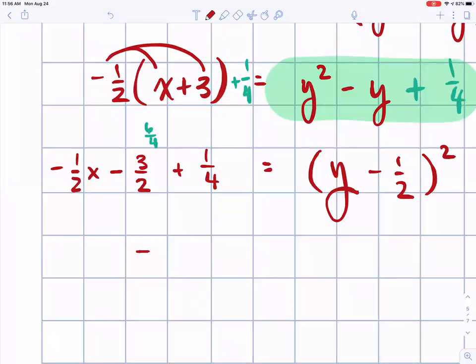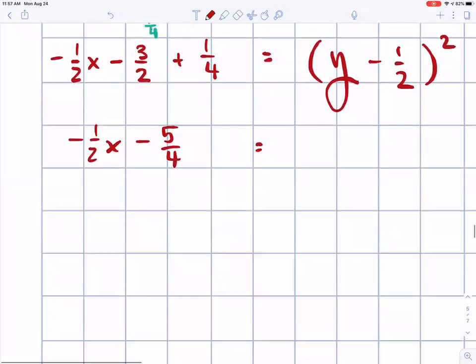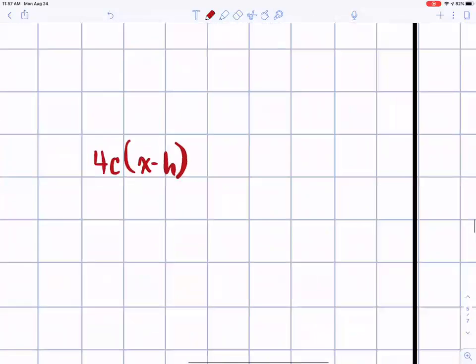Negative, say it again, negative 6/4 plus 1/4. Okay, with your masks on, I cannot tell what in the world you're saying. So I'm just gonna assume you told me negative 5/4. Yeah, okay. And then I still have the negative 1/2 x in front of that. I'm not even messing with the right side, so I'm being a little lazy right now. I'm not writing it down. Okay. What was it? Okay, it's got to look like this.